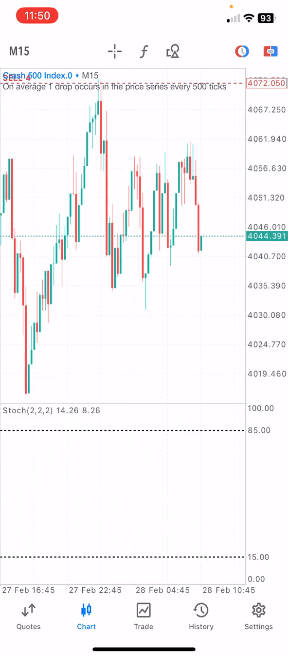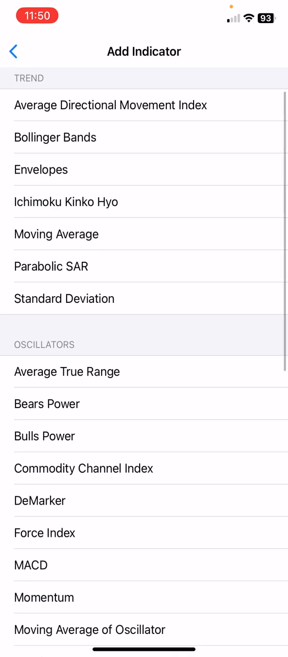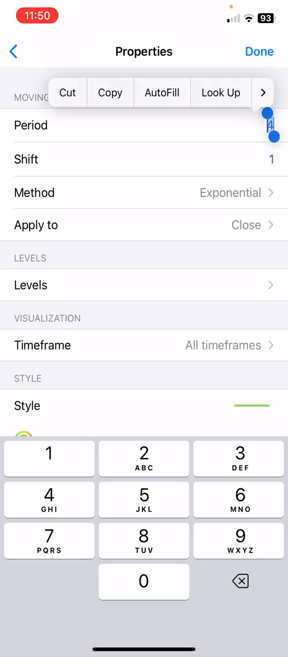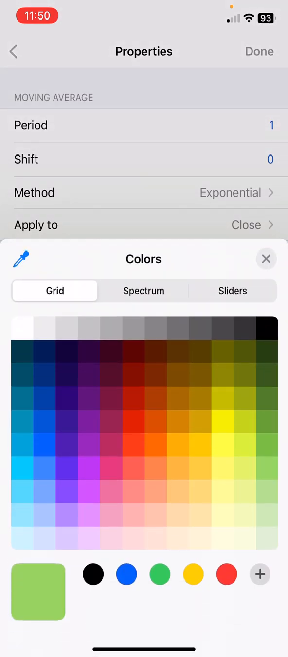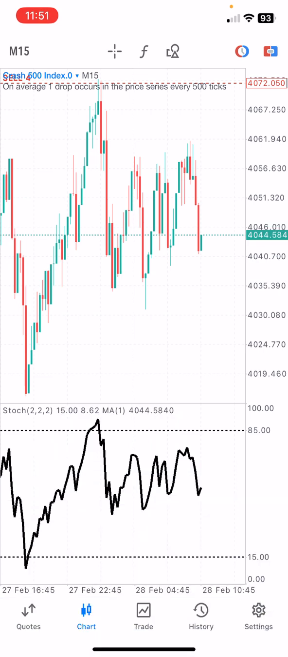Now moving on to the next indicator. Click on the indicator window once again, click on the indicator window 1 plus, and search for your moving average. The first moving average is going to be a period of 1. Shift is going to be 0. Method is exponential, apply to close, and I'm going to be using the black color for the first moving average. Now click on done when you add it up.